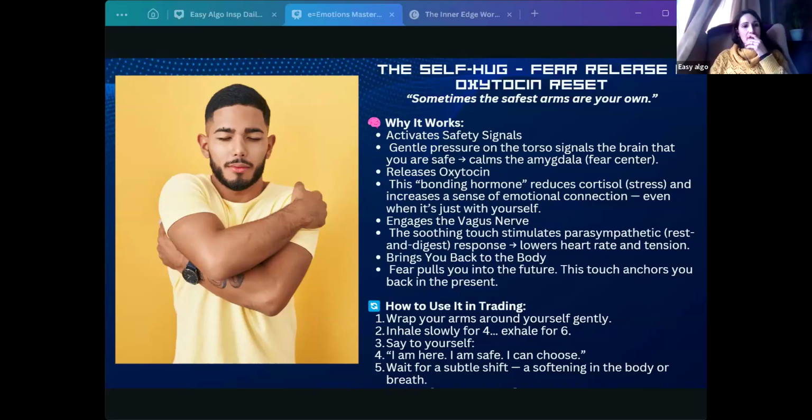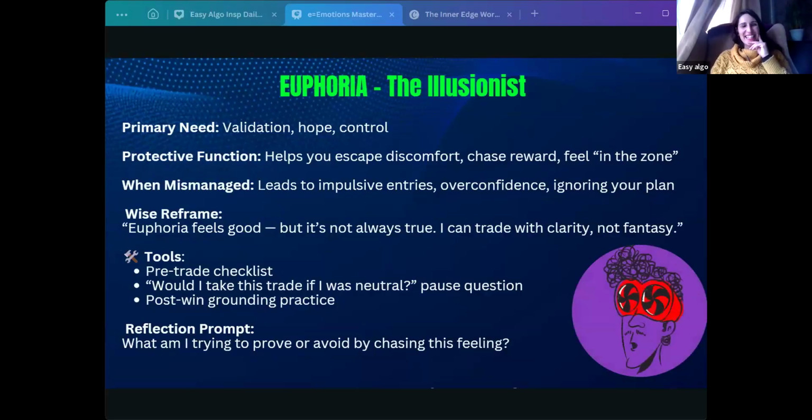Okay, so our next little emotion that we're going to be exploring here is euphoria, right? This is dopamine flooding our bodies. We're swimming in hopefulness, okay? So the primary need of this is validation, hope, and ironically control, right? Because there's uncertainty, if I can be extremely hopeful about it, super dreamy, it's a way of trying to control the situation because I'm putting a positive spin on it. I'm forcing it to have a positive outcome, right?